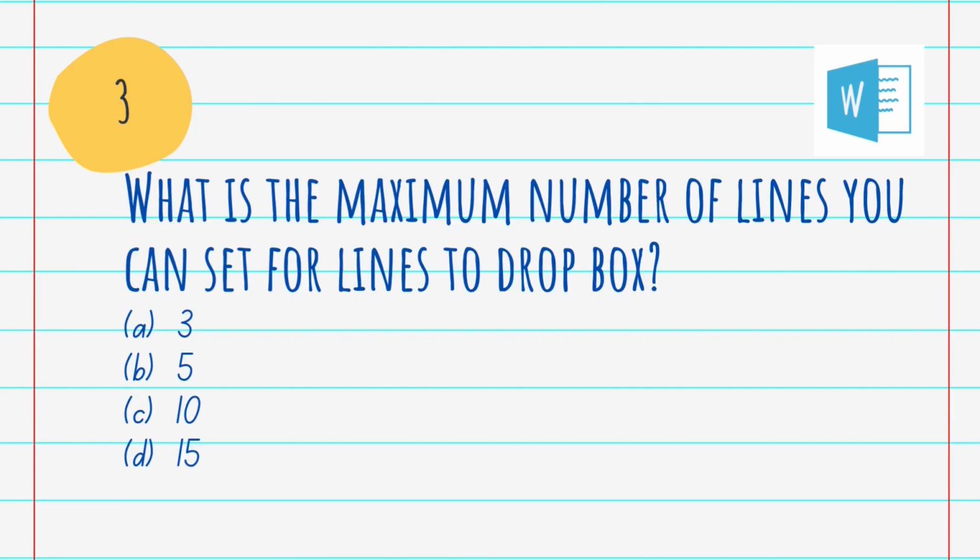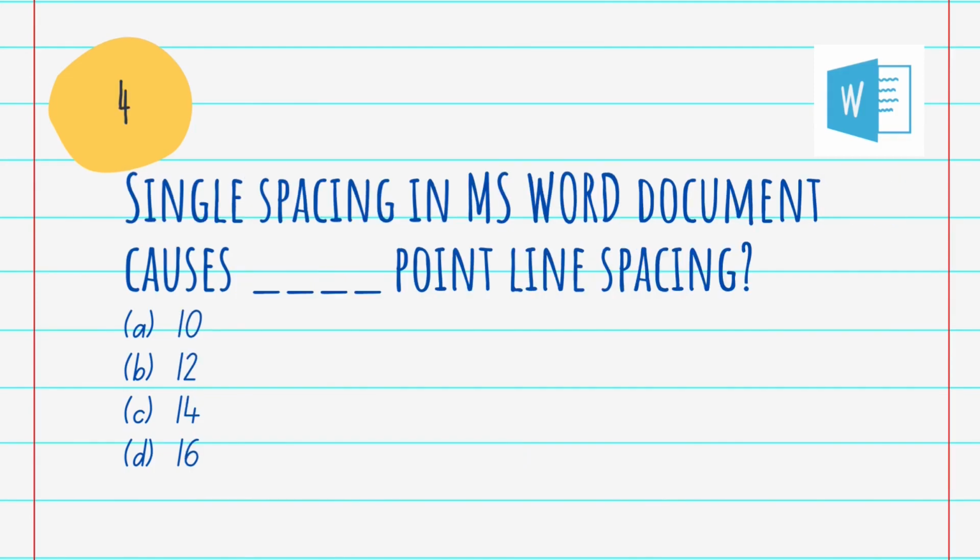Then question number 3. What is the maximum number of lines you can set for lines to drop box? 3, 5, 10, 15, and the answer is 10. For a drop cap, the maximum number of lines is 10 and the minimum number of lines that can be set is 1. Okay, by default it is 3. Remember this.